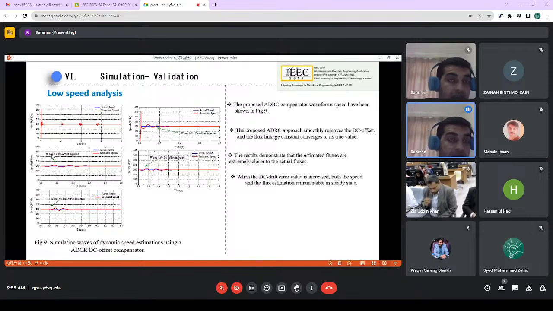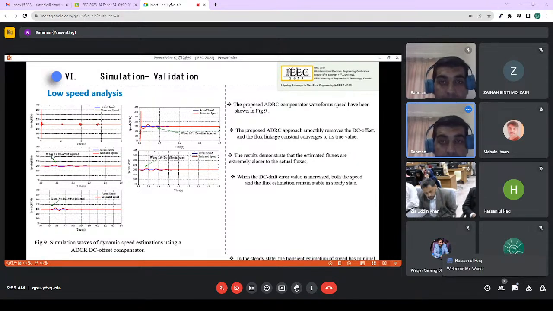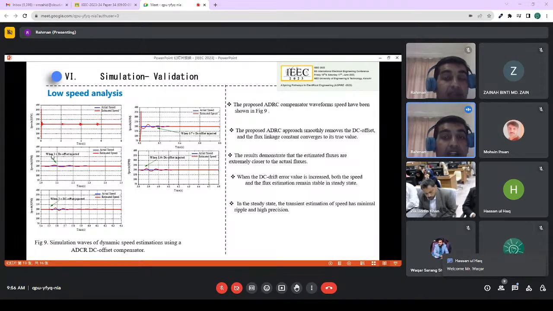We can see some fluctuation, variation between actual speed and estimated speed in dynamics, but in steady state, there is zero error. In the steady state, the transient estimation of the speed has minimal ripples and high precision.